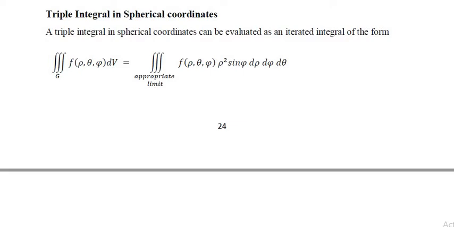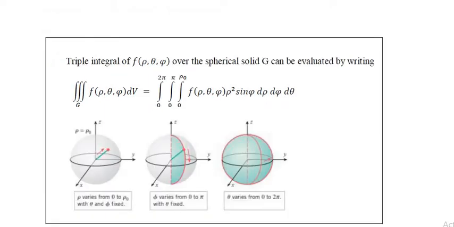Now let's see what the limits of variation of rho, theta and phi are. That is, the triple integral over G of f(rho, theta, phi) dV is equal to the integral from 0 to 2 pi, integral from 0 to pi, integral from 0 to rho 0, of f(rho, theta, phi) times rho squared sin phi d rho d phi d theta.